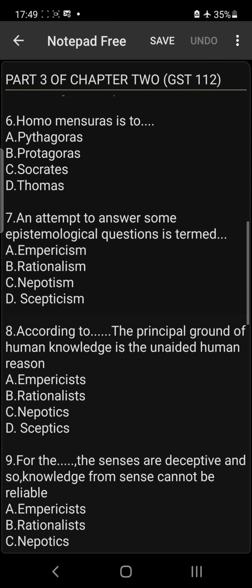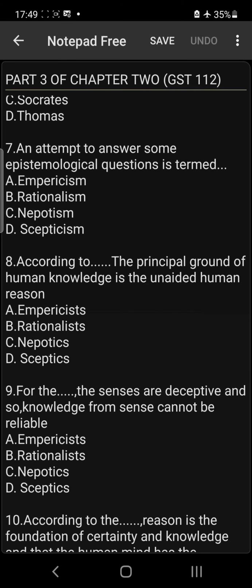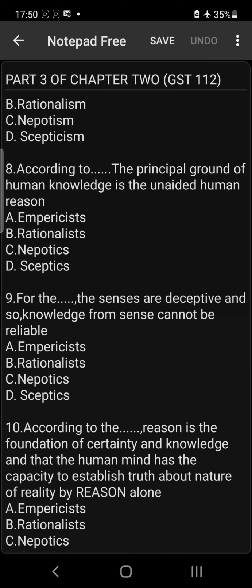That is chapter 1. Number 7, an attempt to answer some epistemological questions is termed rationalism. Please take note of that. Rationalism is an attempt to answer some epistemological questions. Take note of that. According to dash, the principal ground of human knowledge is the unaided human reason. Please, according to the rationalists, the principal ground of human knowledge is the unaided human reason.